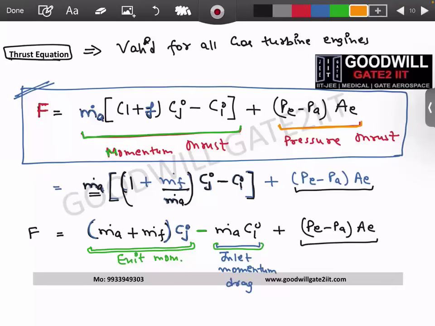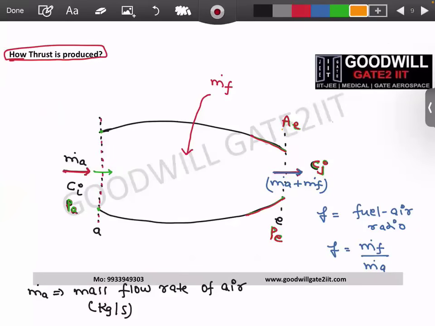Correct? Pressure multiplied by area is force. Area is nothing but the area with which your gases are coming out. So, area of the exit, area of your nozzle at the exit. Now, if you see, your gases are coming out at a pressure of PE, this is where the pressure is PE of the gases which are coming out.